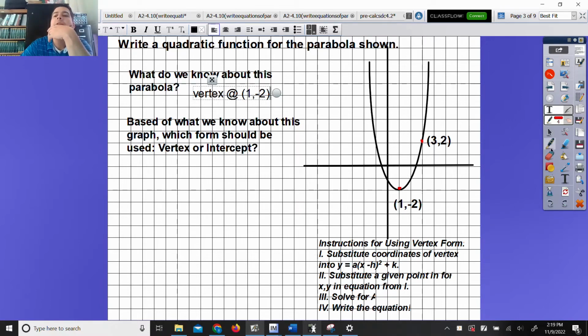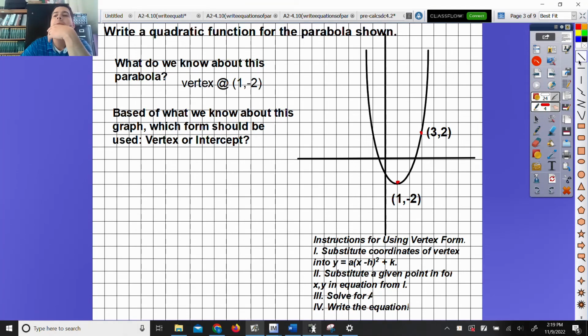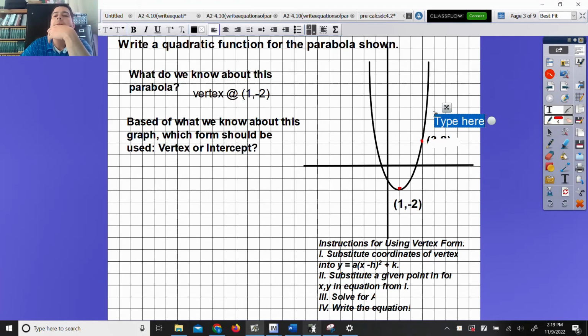I'm going to cover the point off to the side because it makes this problem too easy. I don't want you to think these are all meant to be easy. So just pretend that point exists on this graph. Use your imagination, kids. You know the vertex is at 1, -2. You also have this other point, which we'll come back to in a second. Because of what we know about this graph, we'll be using vertex form. If you have vertex, you use vertex.